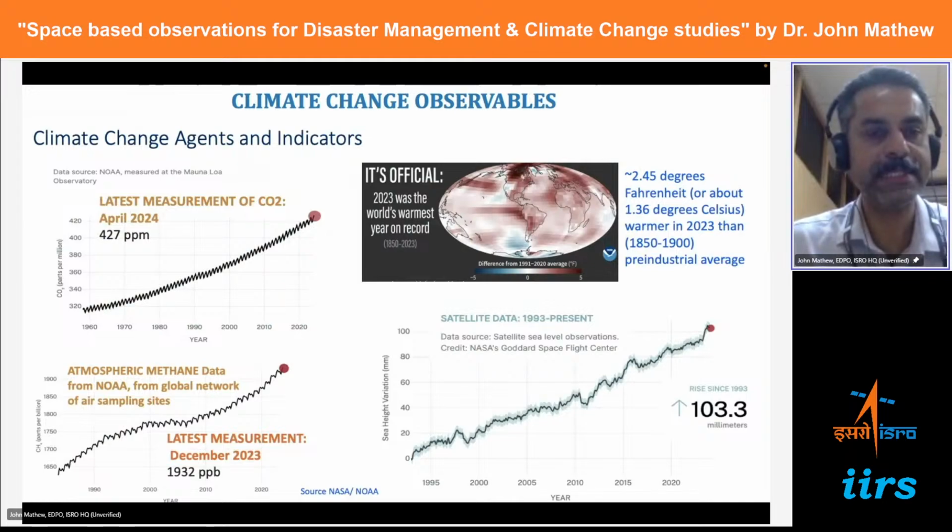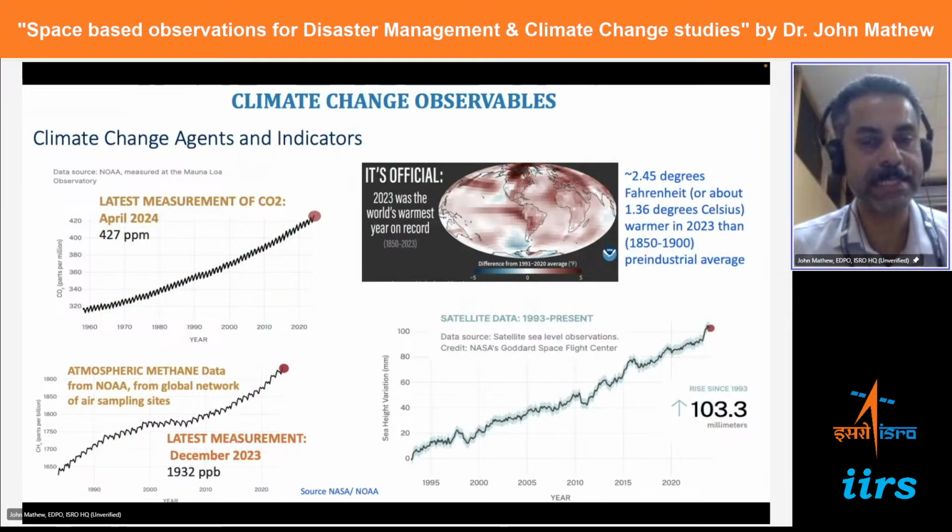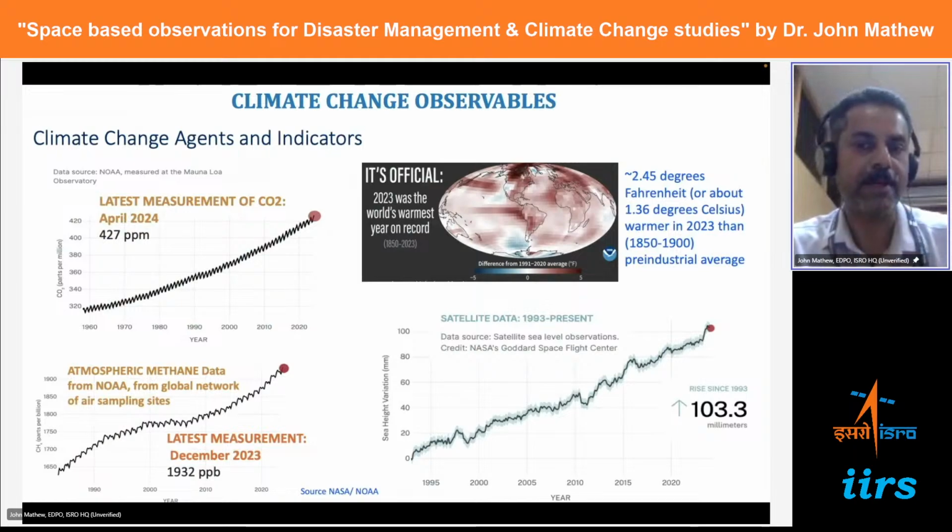Before that, I can mention that there are some agents which indicate change of climate. For example, I was explaining about carbon dioxide. If you see the measurement of carbon dioxide, the latest measurement is about 427 ppm, and from 1960 it is showing an increasing trend. And what is the role of this? Being a major greenhouse gas, the concentration change is actually contributing to the warming of the earth.